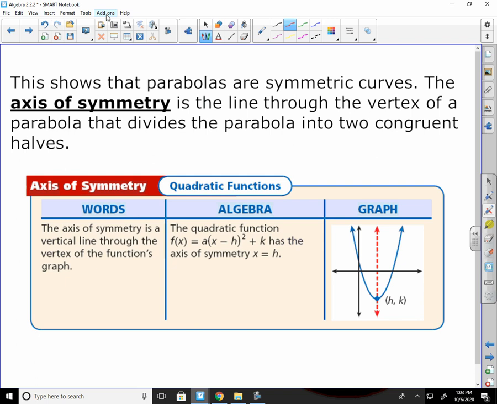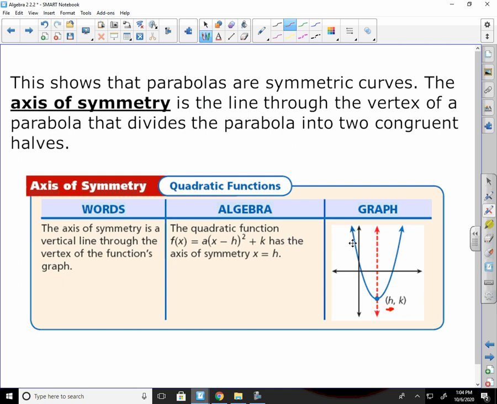This shows that parabolas are symmetric curves. The axis of symmetry is the line through the vertex of a parabola that divides the parabola into two congruent halves. So if we're looking at this parabola, we have a quadratic function, a times x minus h squared plus k. The axis of symmetry is going to be whatever our h is, or the first number in our ordered pair. If we look at this line, this is our axis of symmetry.